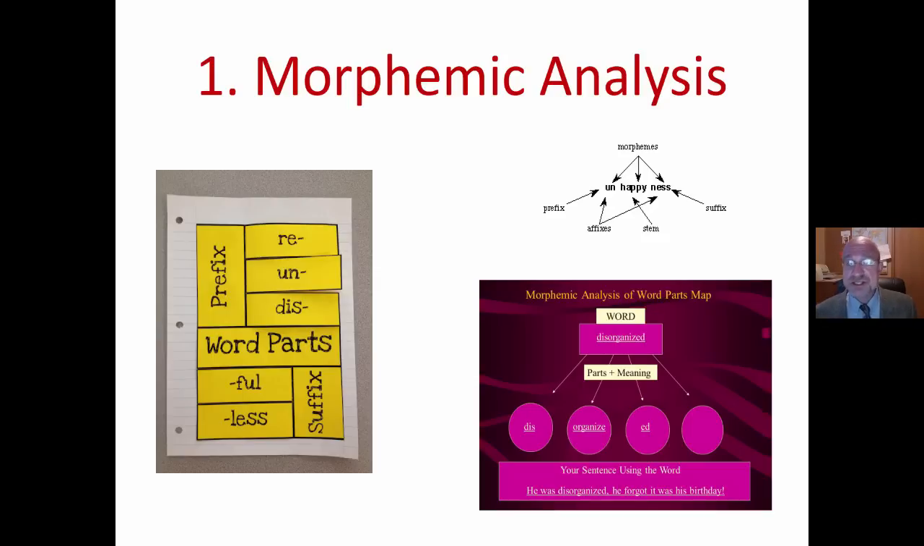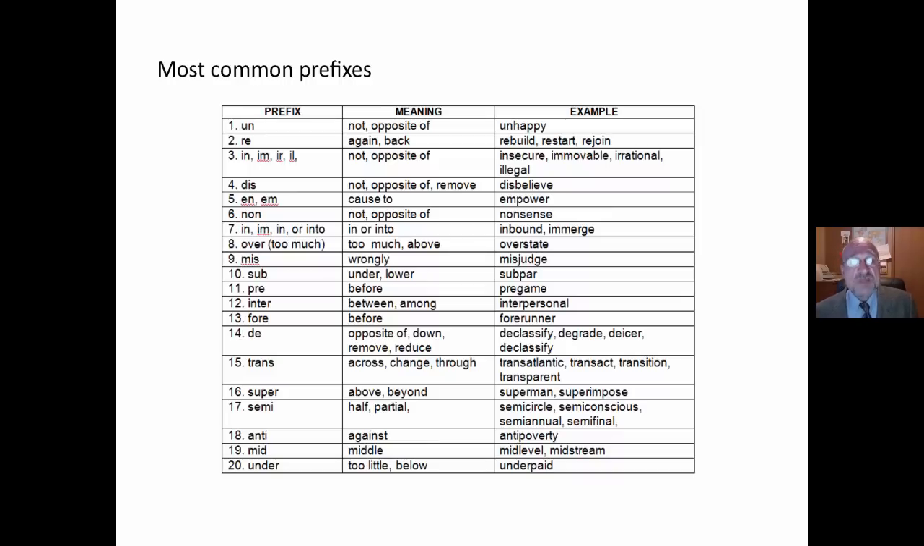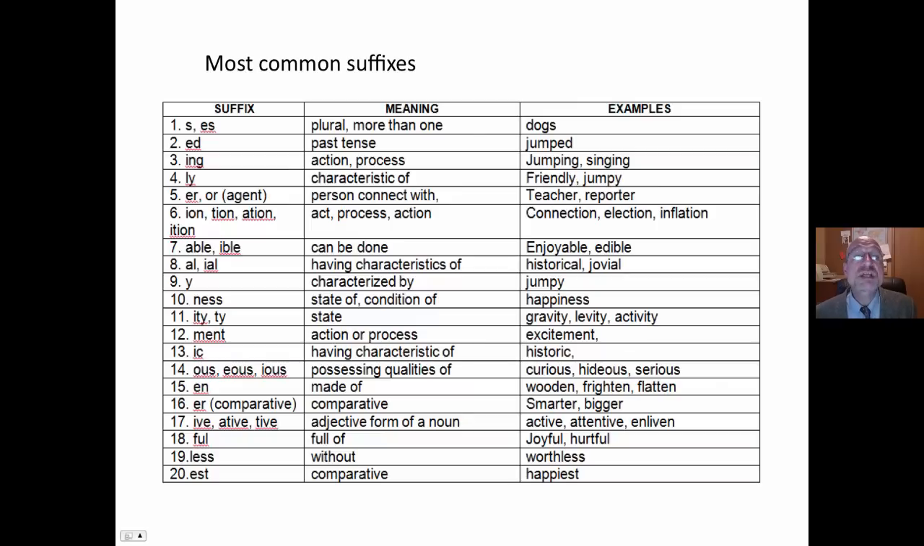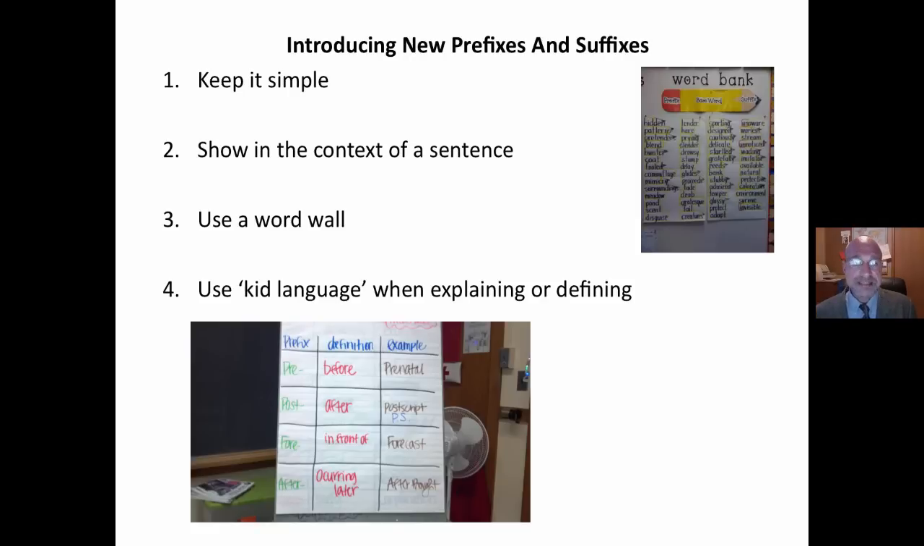The first one, very simple, morphemic analysis. That has to do with prefix, suffixes, and root words. We teach the most common prefixes, and these 20 make up like 90% of all the prefixed words, and the top 4 are by far the majority of them. And the most common suffixed words, again, the top 4 or 5 make up the vast majority of suffixed words. Focus just on these 20. That will get you through most of the words that students will encounter.